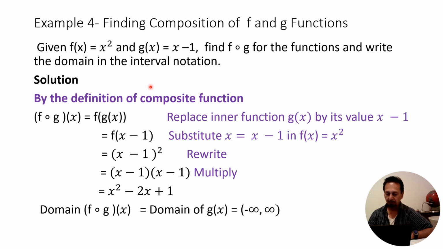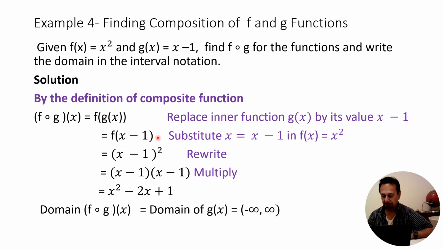Here is another example. We are given f of x equal to x squared and g of x is x minus 1. And we have to find the composition of f and g. And we write the domain in the interval notation. By definition, f composition g defined over x is just f of g of x. Now g of x is the inner function, so first we're going to replace g of x here and bring the f down. So g of x changes to x minus 1. So we have f of x minus 1.